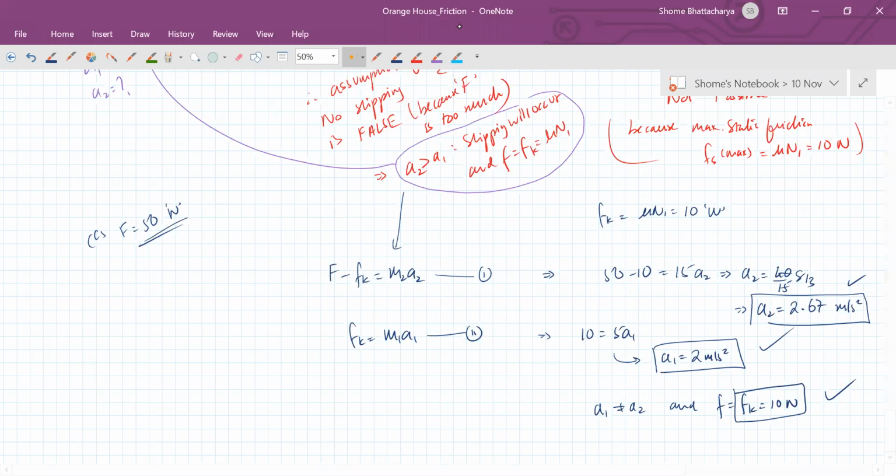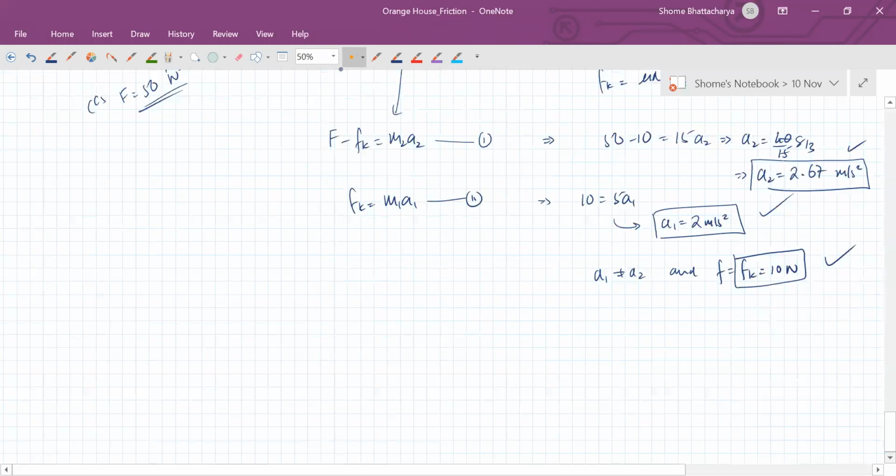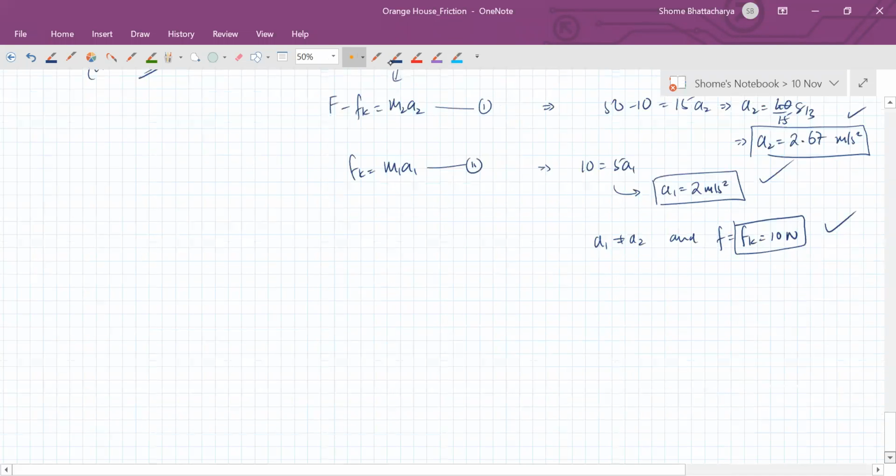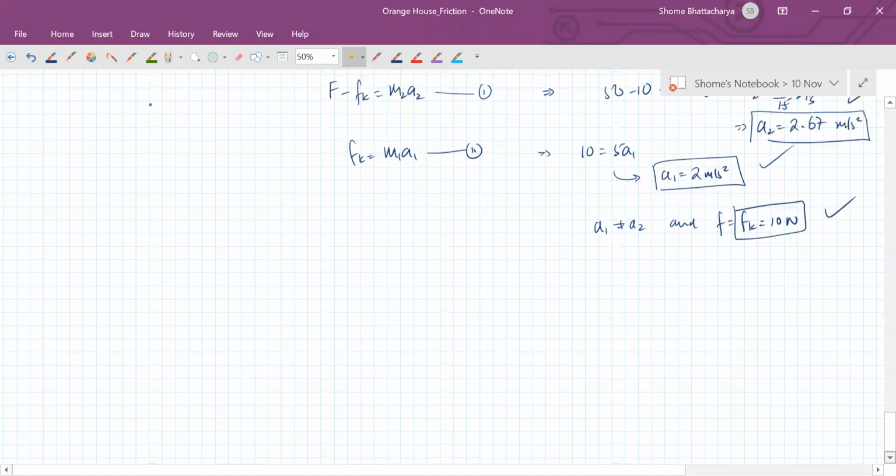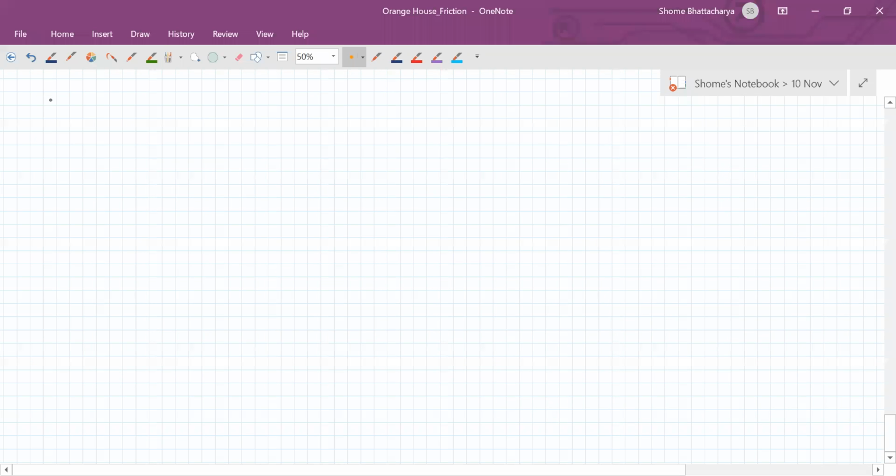Okay, so hope this is clear to all of you. So we are more or less done with friction. Now I will discuss some of the specific questions from HC Verma first. Okay. So next I will discuss an identical question to the one given in HC Verma, only the values might be slightly different.